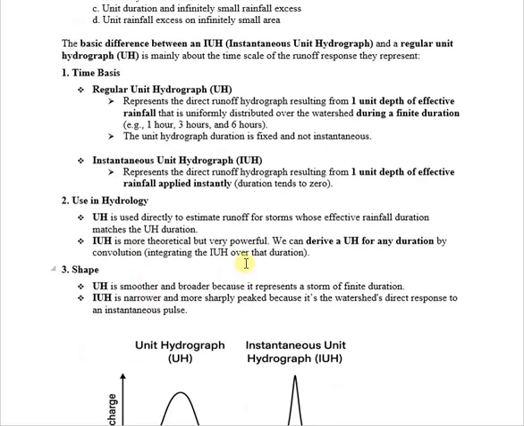Also, in hydrology, the unit hydrograph is directly applied for the estimation of runoff for storms whose effective rainfall duration matches the unit hydrograph duration. But the instantaneous unit hydrograph is very powerful but theoretical, and we cannot use it directly for estimation of runoff. We must derive the unit hydrograph for any duration based on the convolution method, or by integrating the instantaneous unit hydrograph over the required duration.